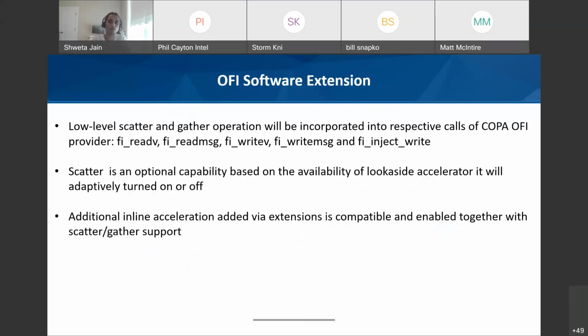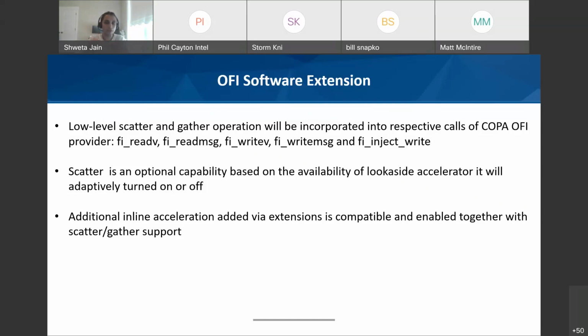Lastly, we have the OFI software extension. I'll just discuss pretty quickly what we have in place. We have kept them pretty tight. We are accelerating the following OFI APIs: FI read, message, and write V. And the acceleration enhancements that we have in place are going to be agnostic to the middleware and upper layer applications. So you will not need any software changes to integrate, to basically use this.